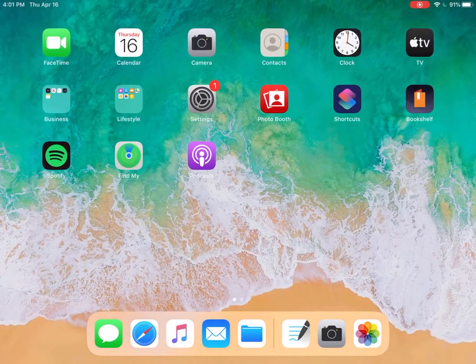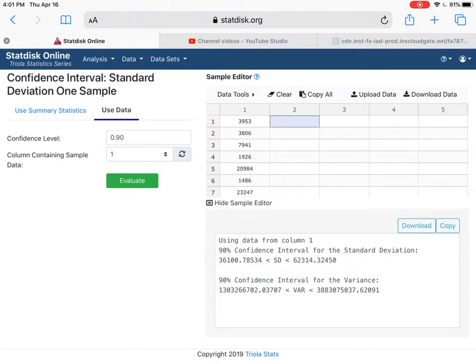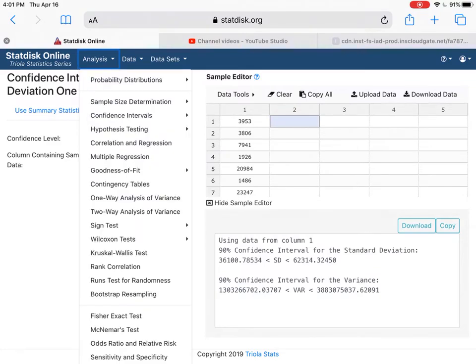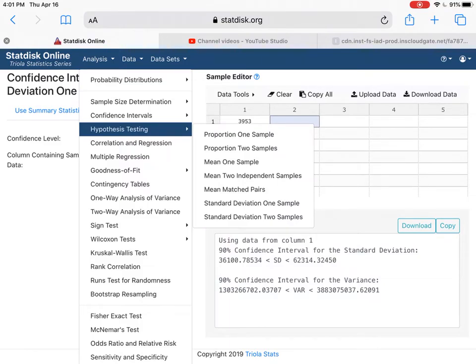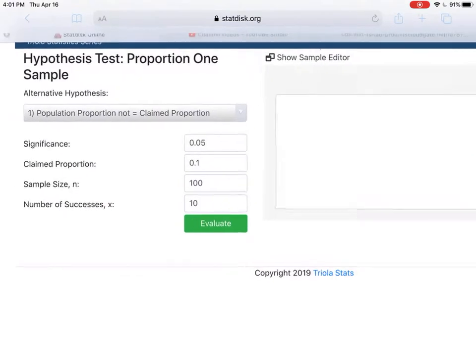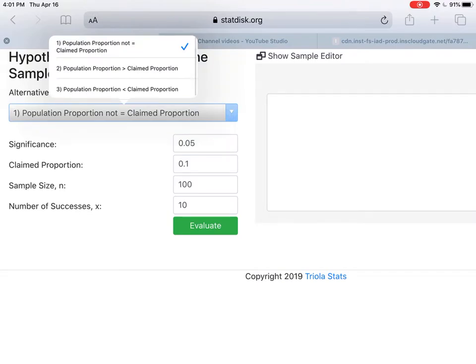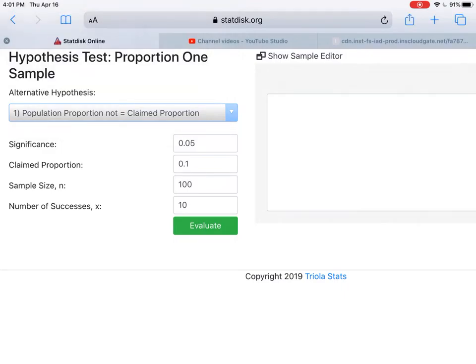And so let's go to StatDisk. Here in StatDisk, we are going to choose Analysis. We choose Hypothesis Testing because we are trying to do a hypothesis test. We want to do a hypothesis test about a proportion with one sample. The first thing we want to do is identify the alternative hypothesis, and we have three options. The population proportion is not equal to some claimed proportion. That is our alternative. We're saying our alternative hypothesis is that it's not equal to 0.25. So that's what we'll do there.